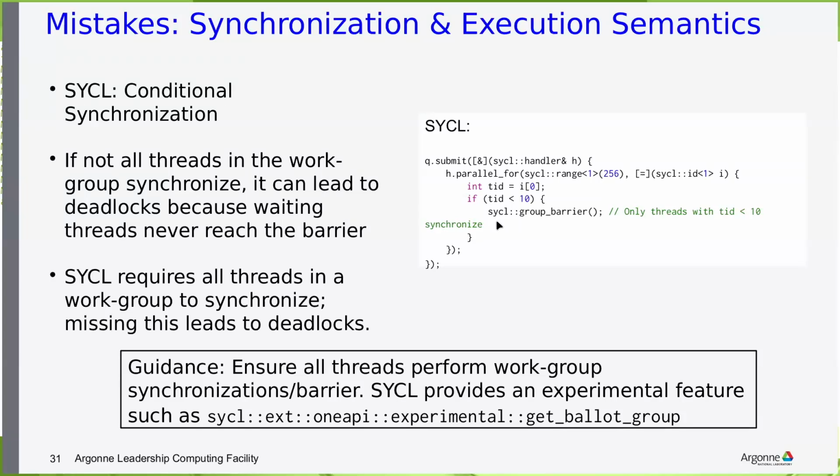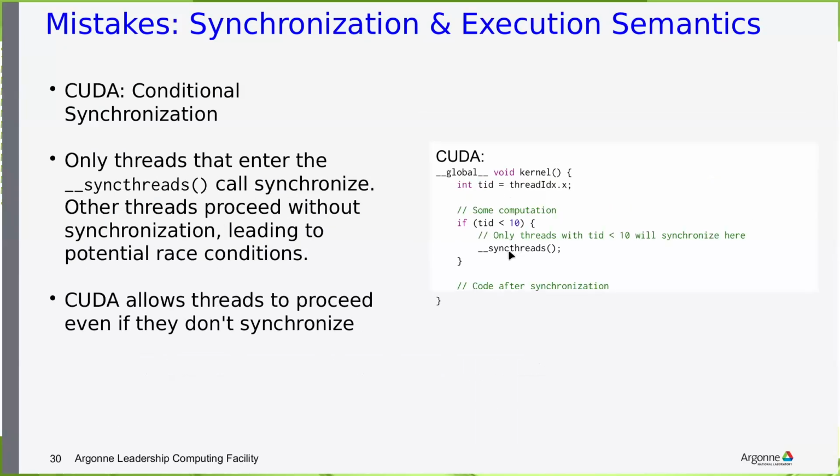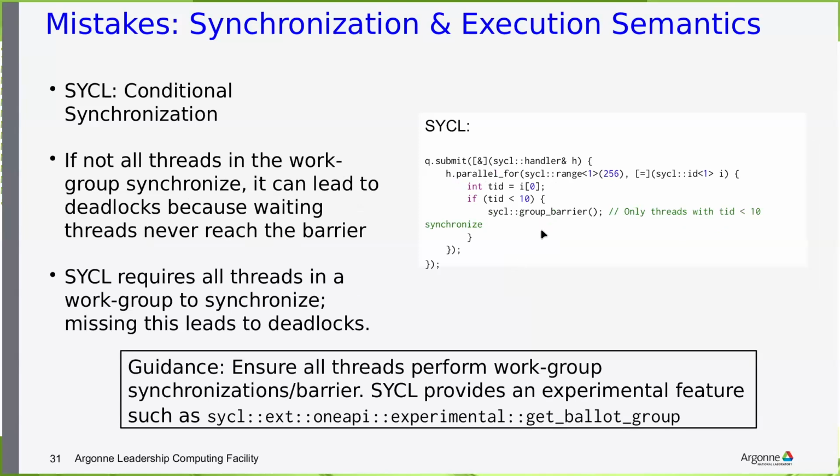So when you do a SYCL group barrier, which is equivalent to a sync threads, it would synchronize all the threads in that particular warp or a subgroup here. Okay, so this particular piece of code would not work. It leads to a deadlock.